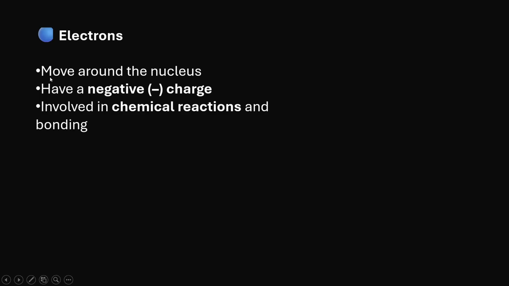Electrons move around the nucleus. Like I said, they move around the nucleus, but not like Earth moves around the sun. They act in a very different way. They move in a very different way. They have a negative charge. They are negatively charged. Involved in chemical reactions and bonding.